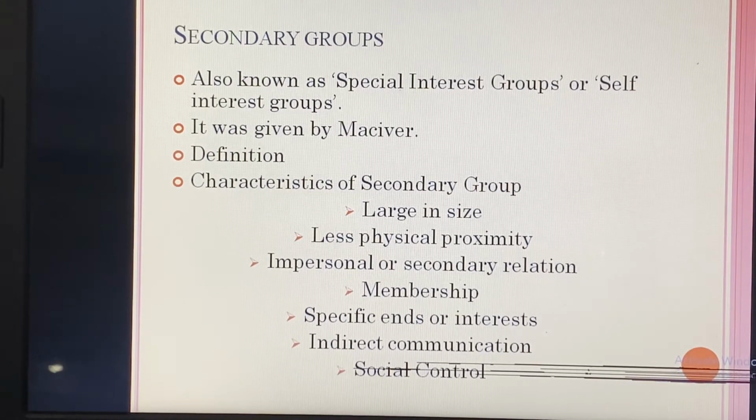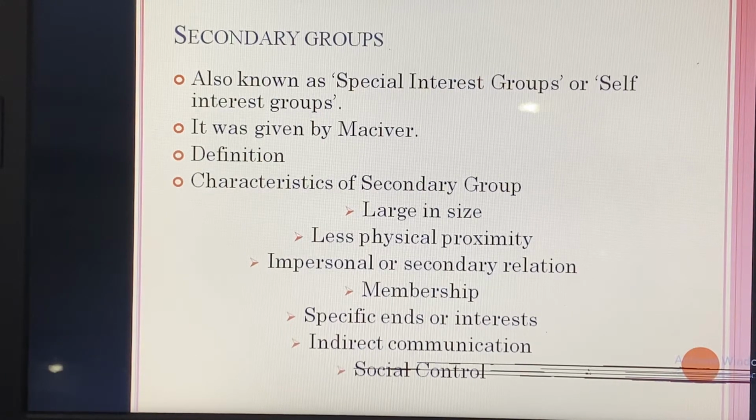Then there was a personal relation in the primary group, but the relation in this is impersonal, and there is a secondary relation, that we meet indirectly, or even if we meet directly, we do not have our whole heart in our meeting, unlike the primary group. For being in a primary group, you didn't need any membership, but for the secondary group, the membership is voluntary. If you want to be a member, you can join the group, or if you don't want to be, you do not.